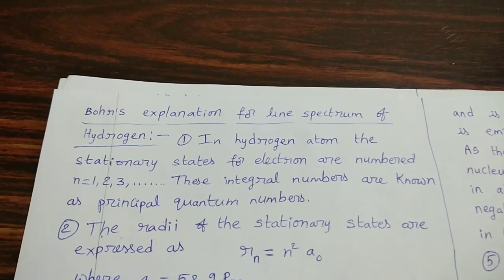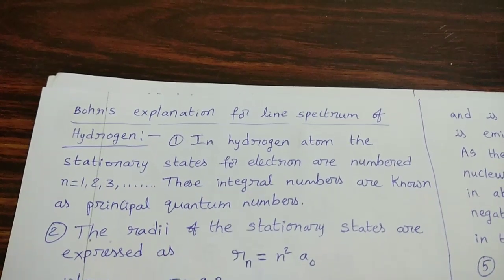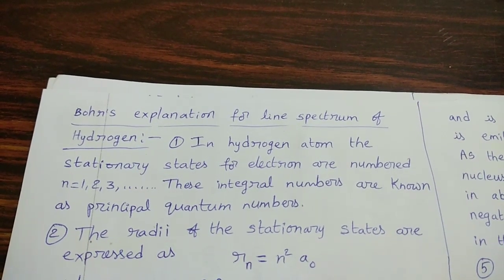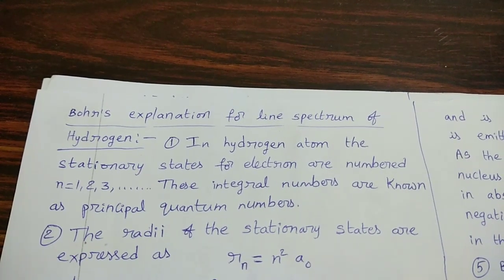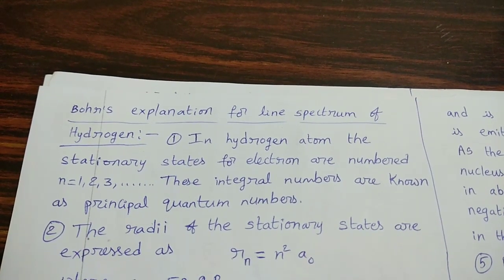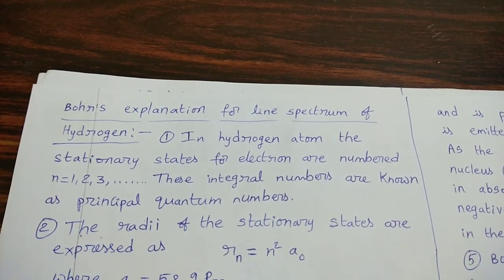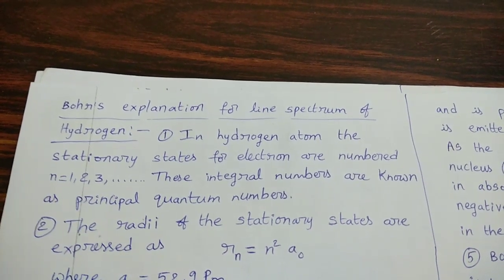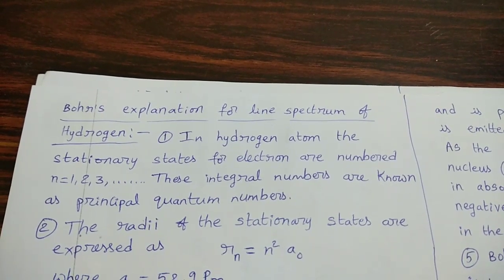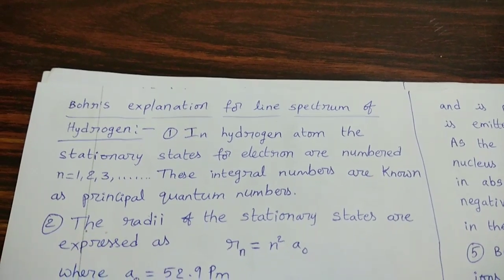In a hydrogen atom, for orbits, Niels Bohr gave a designation. Those orbits are represented by 1, 2, 3. That means orbits are represented by n. The n values are 1, 2, 3. These numbers are called principal quantum numbers.